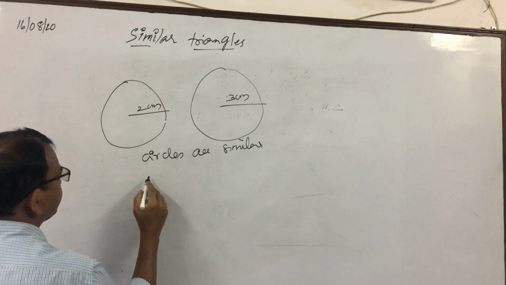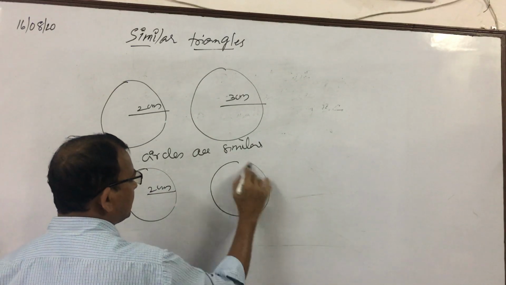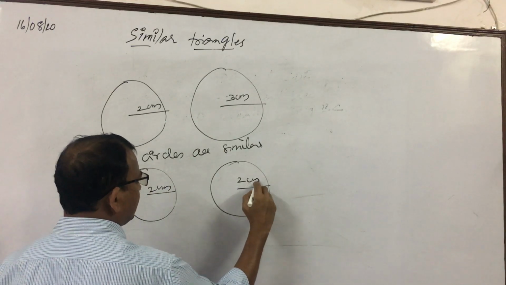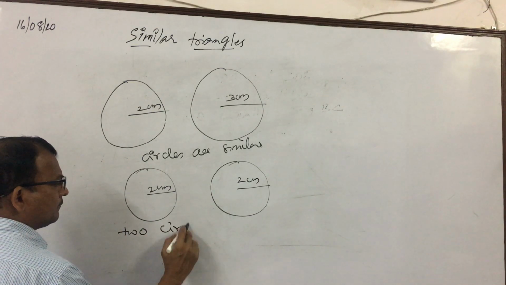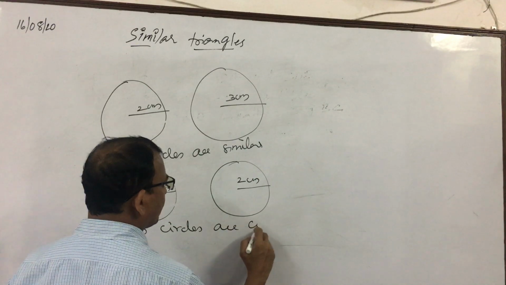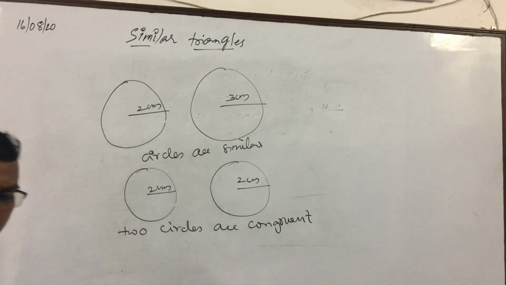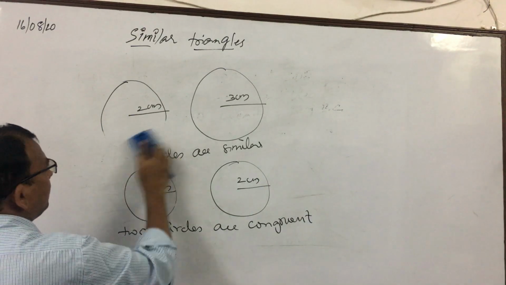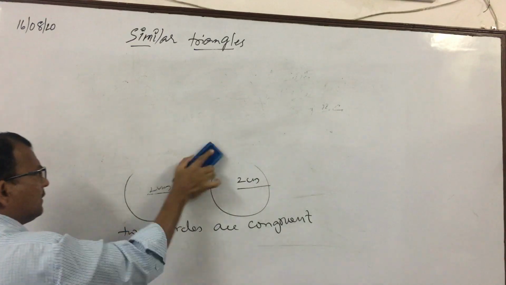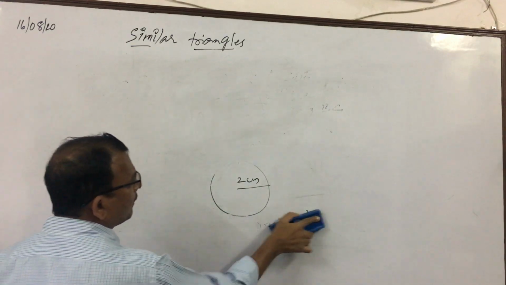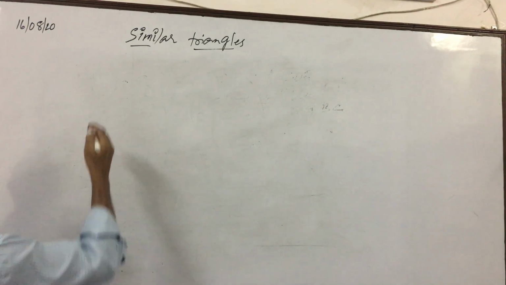Now this is another circle of 2 centimeters. Then I will say two circles are congruent. So by this concept, what do we understand? We understand that congruent figures are similar, but similar figures are not congruent.